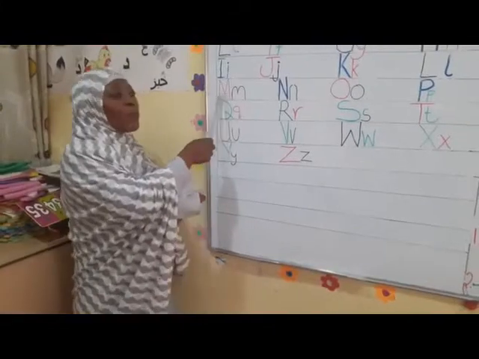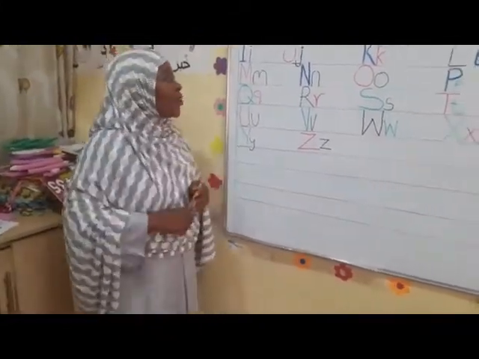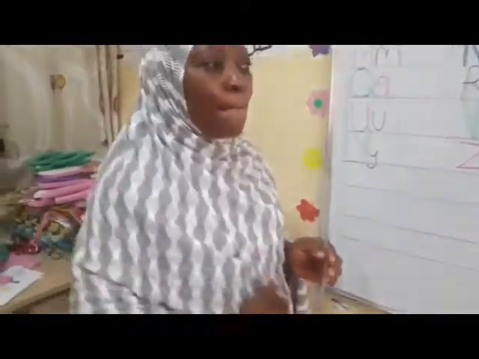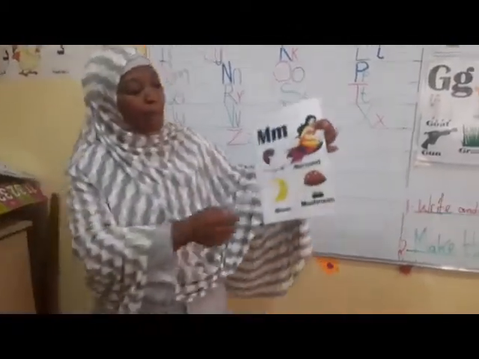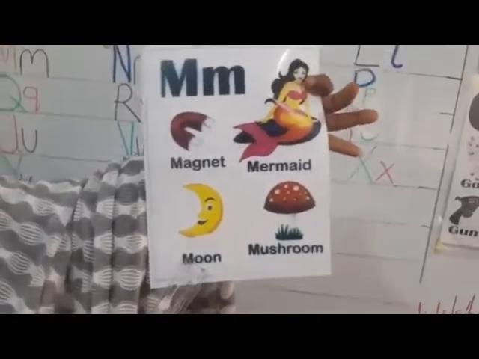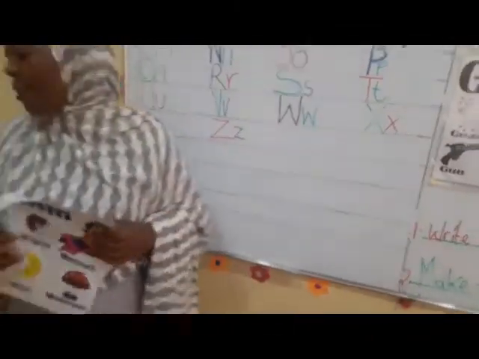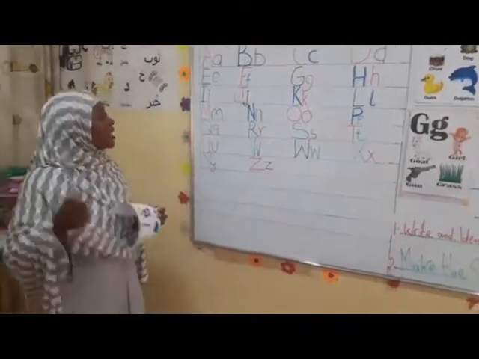Letter M. Can you see my lips closing together? Can you all pronounce it? Letter M. What is the sound? It sounds mmm. As in mouth. As in mermaid. As in magnet. As in moon. As in mushroom. And as in mango. Do you remember? What is the next letter?